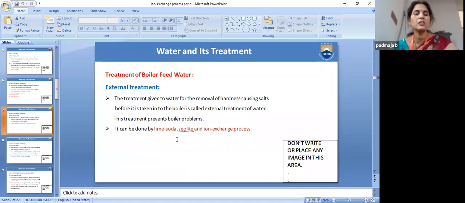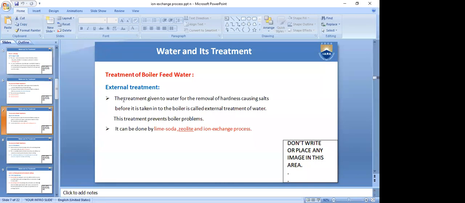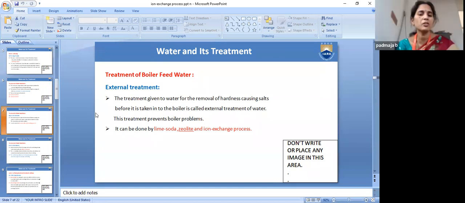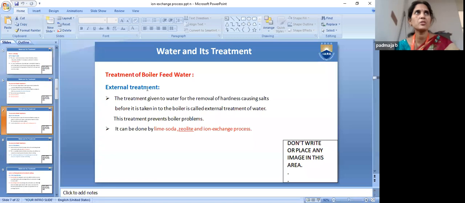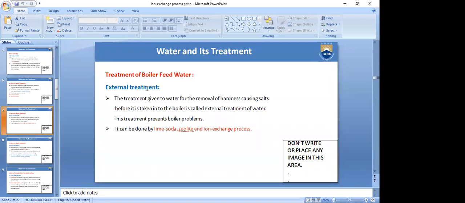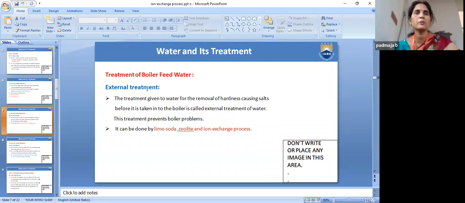So students, what is external treatment? You forgot? Zeolite, ion exchange, lime soda, those are the methods. No, external treatment means what? What do we do before using the water in the boiler? First, we remove the hardness of the water outside, through physical methods, and then add the water and keep it in the boilers. This is the outside process.